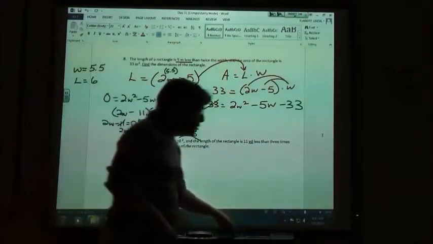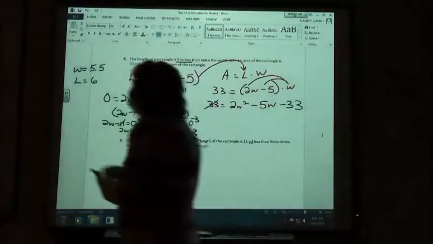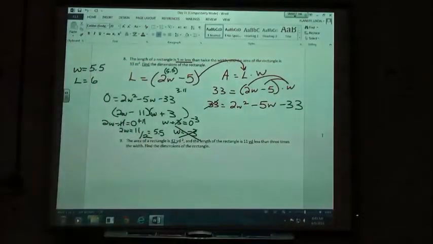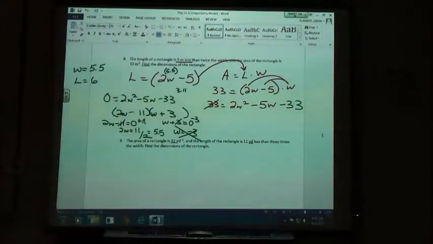And I forgot to remind you on the previous one, but if you wanted to check your answer, you would want to find if the area is 33. We can find the area by taking the length times the width. If I take 6 times 5.5, sure enough, I get an area of 33. So a quick, easy way to check your answer once you get your length and your width: multiply them together, see if you do get that area. We do.